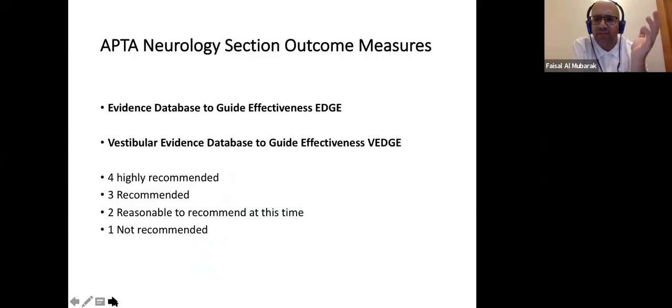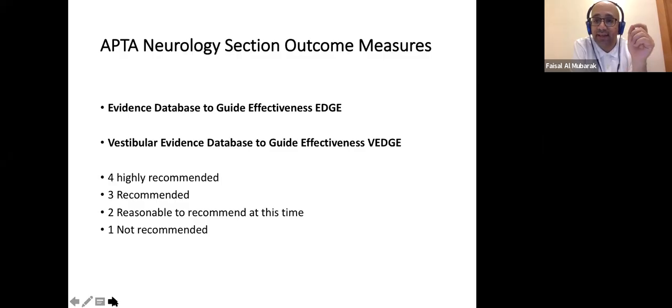Here now we have a lot of balance testing or balance examination, right? The American Physical Therapy Association, at the neuro section, have developed outcome measures. These outcome measures have been tested by the neuro section, and they call it the evidence database to guide effectiveness, the EDGE, or the vestibular evidence database to guide effectiveness, which is the VEDGE.